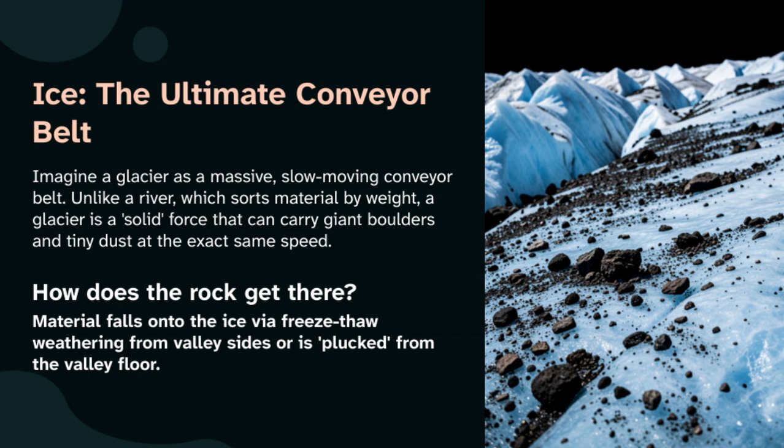Over time, the glacier becomes loaded with rock fragments of many different sizes. That is why we can describe a glacier as a conveyor belt. It picks up material, carries it through the landscape, and eventually drops it somewhere else.